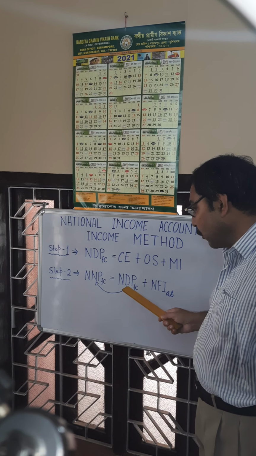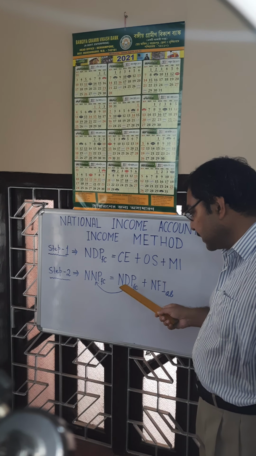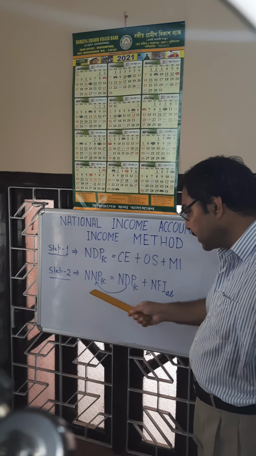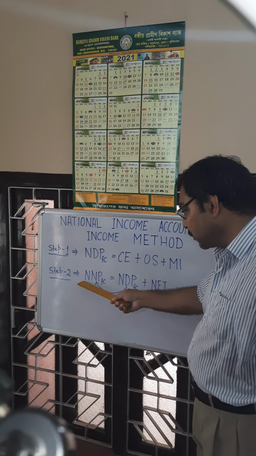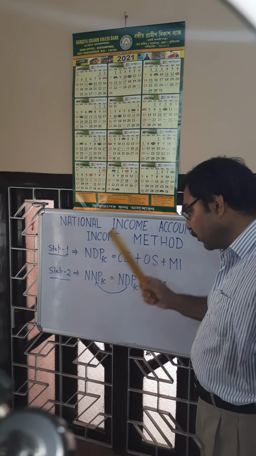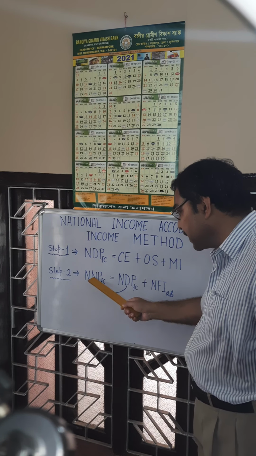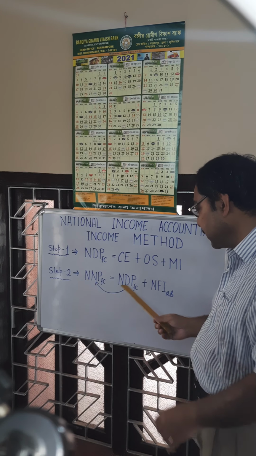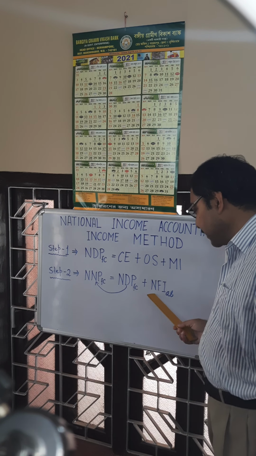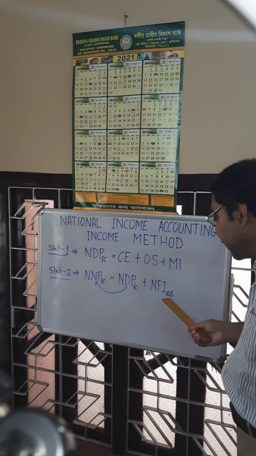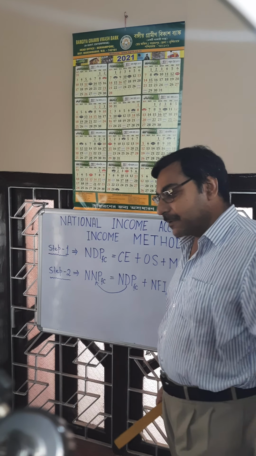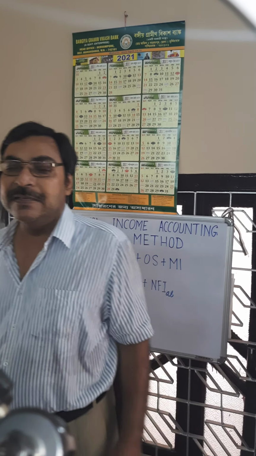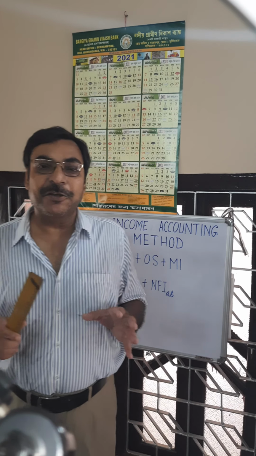Now here, only one adjustment is required. The middle term here is D for domestic and here N for national. Otherwise all terms are the same. So only one adjustment is required, domestic to national. Whenever we move from domestic to national, we add net factor income from abroad, NFIAB. Net factor income from abroad is the difference between factor income from abroad and factor income to abroad.